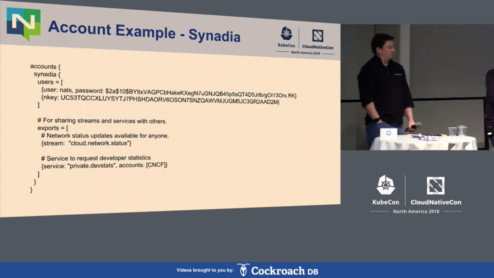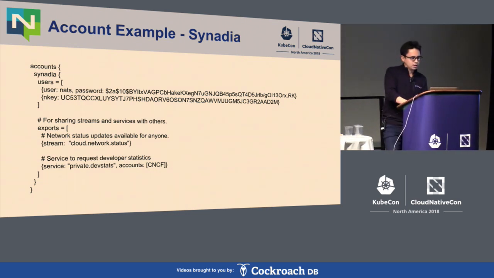This is an example configuration for the accounts in the server. Here we're defining the NKeys, which is for the identity of that user, but it's also compatible. You can still use it with the classic username and password functionality. This is a bcrypt password. Here is how we are defining that the Synadia account is exporting a stream named cloud.networkstatus, and also a service that is private.devstats and is sharing that with the CNCF account.